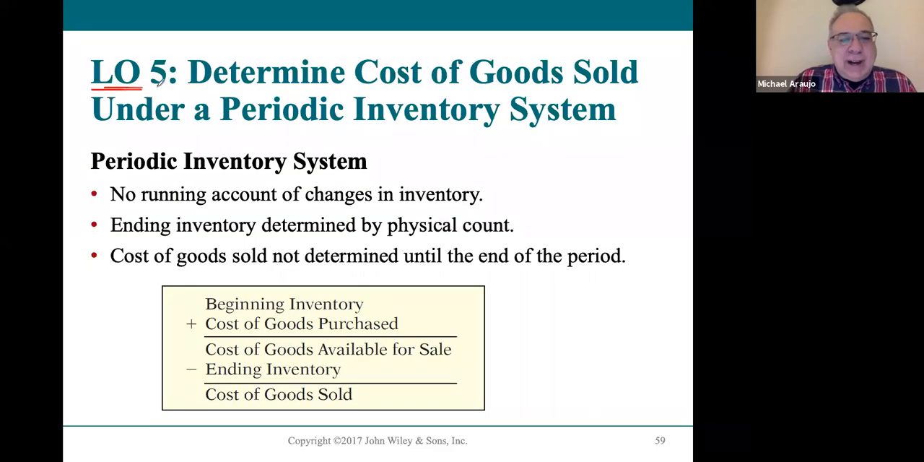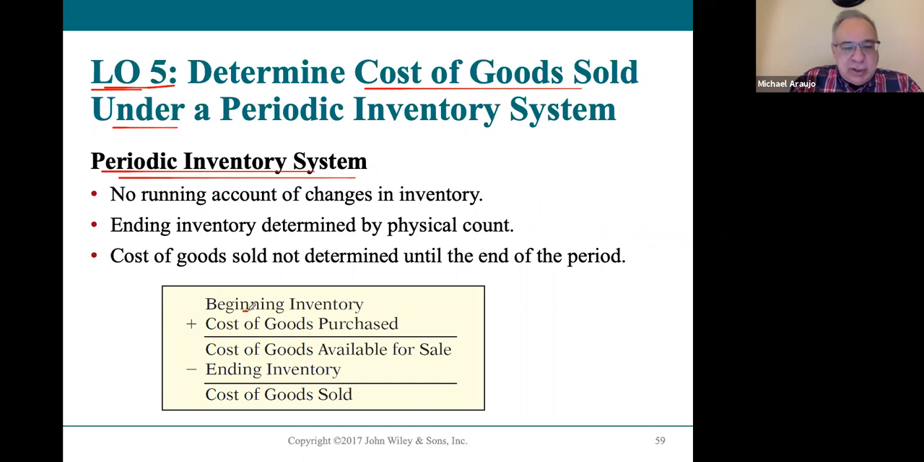Learning Objective 5 goes over that little illustration of boxes that I went over with you from Learning Objective 1, which shows you how we determine the cost of goods sold under the periodic system. This might look familiar because it's exactly the same. Remember, how we do a periodic system is we physically count the inventory. So this is how it works. This particular formula is how it works.